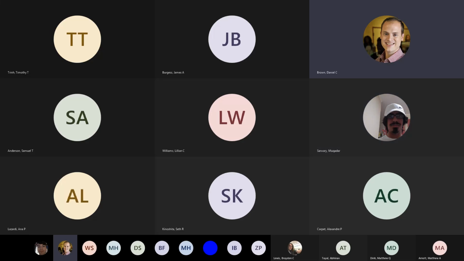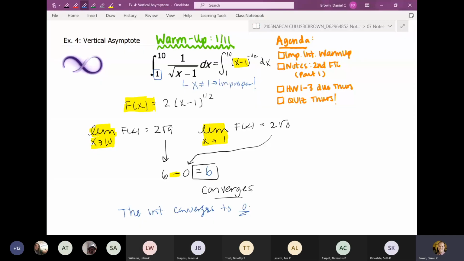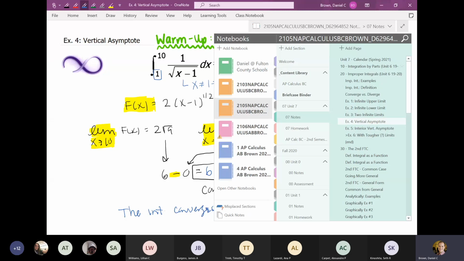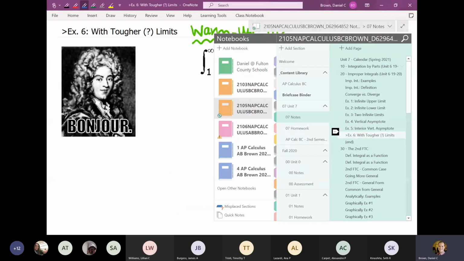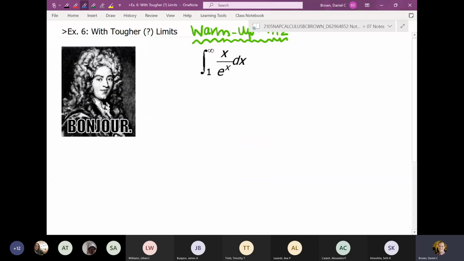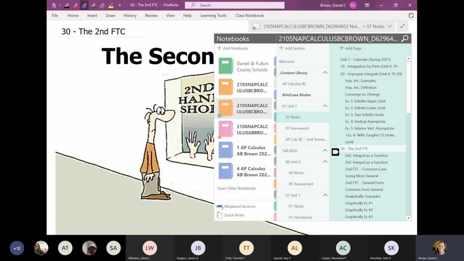Just to review, tomorrow I have another warm-up planned. It's in that same section of notes. If you wanted to try it on your own first, you can, but we'll do this as a warm-up tomorrow. I like this one because it combines both integration by parts with the improper integrals. But today I did want to go ahead and move into some new stuff.